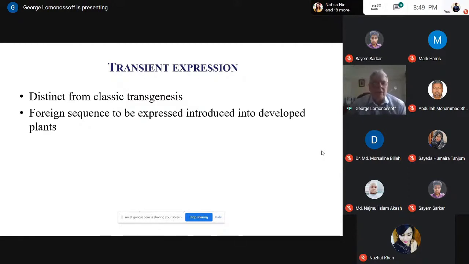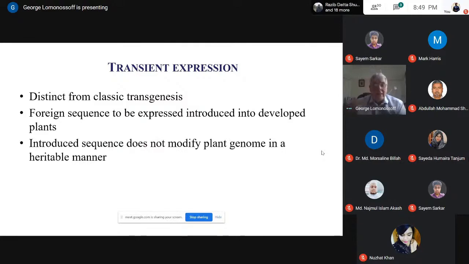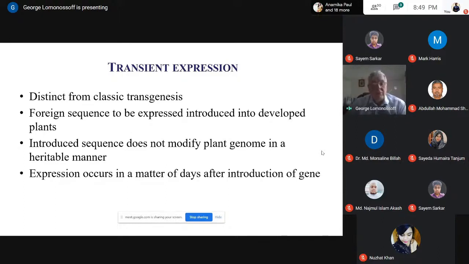In the case of transient expression, the foreign sequence is introduced into developed plants. And the sequence does not modify the plant gene in a heritable manner. You just introduce the sequences into somatic cells. And the sequence is actually expressed just transiently in those cells which have received the genes. So you can't collect seeds from those plants, or you can, but they won't be genetically modified. It'll just be the somatic cells which have been in contact with the agrobacterium, which is carrying the gene of interest. But the great advantage is that expression occurs in a matter of days after you've done the introduction of the gene.